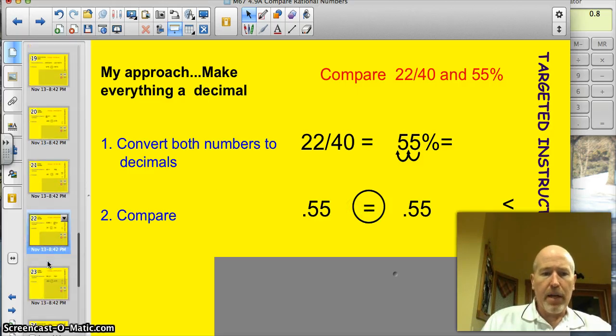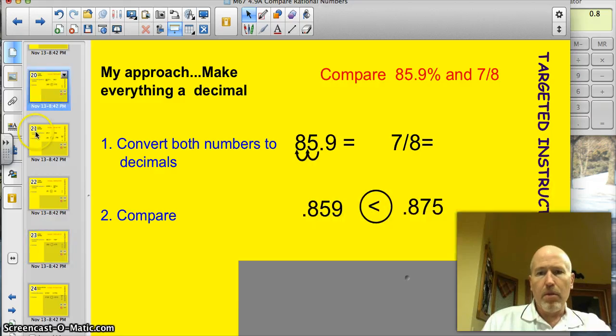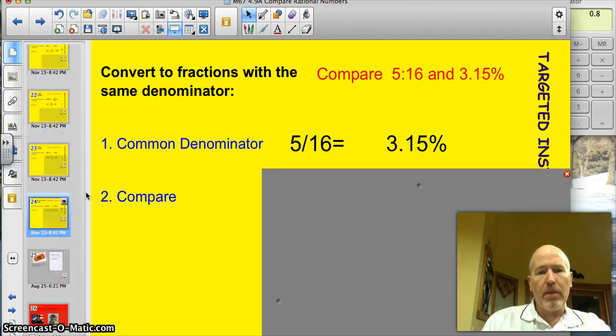Did you get that one right? All right, let's see what we got. I think I got two more examples. Compare 85.9% and 7/8. We already did that one. Sorry about that. We've got one left. Compare 5/16 and 3/15. Pause this and give it a shot.